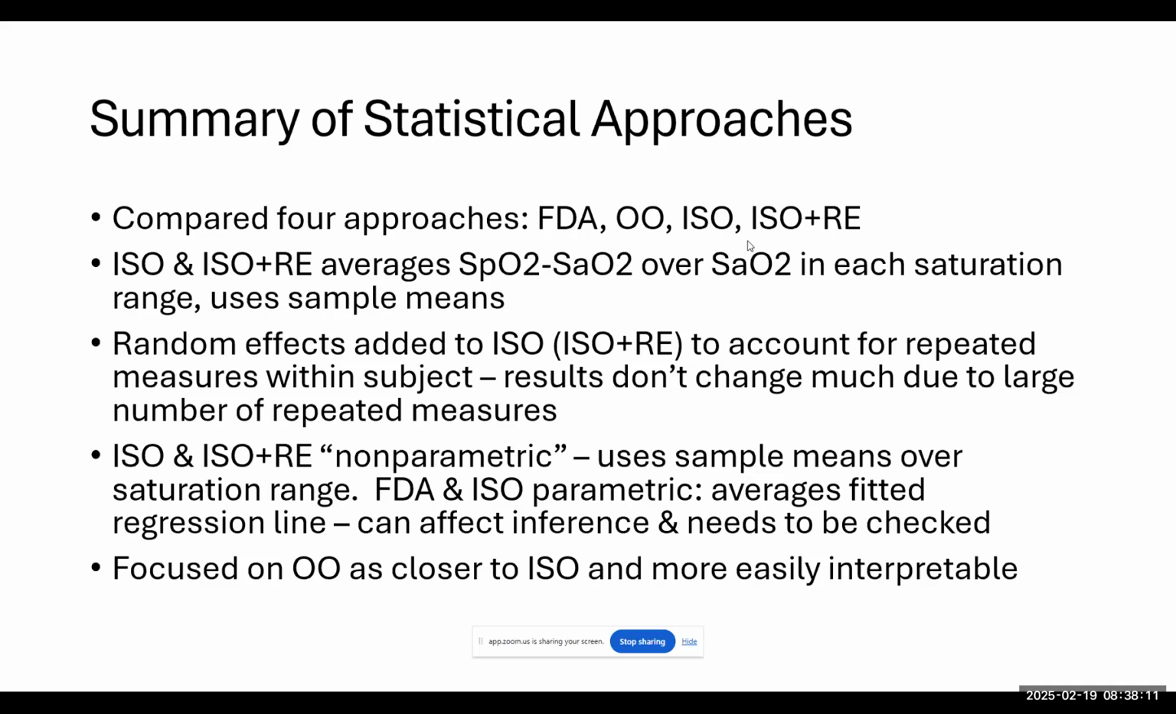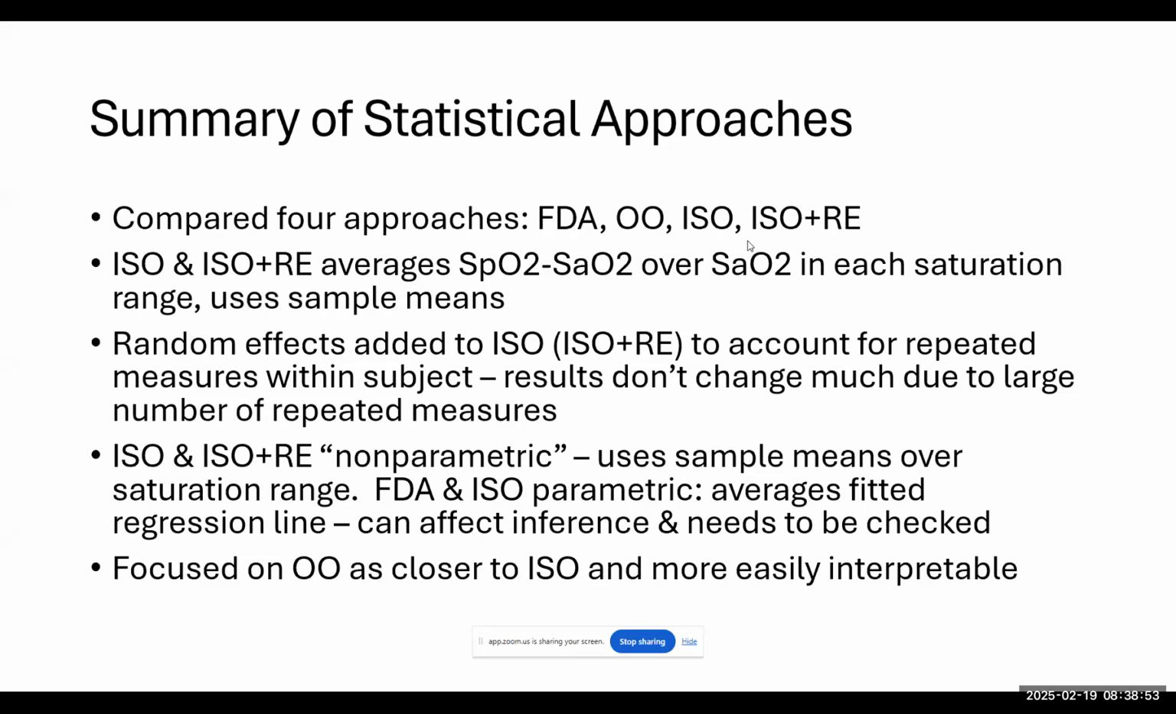So ISO and the ISO plus the random effect average across SpO2 minus SaO2 bias over the full SaO2 range, and in each of the 70 to 85 and 85 to 100 saturations, using sample means. The random effect was added to the simple linear regression model within ISO to account for repeated measures within subjects. The results didn't really change much due to the large number of repeated measures across the sampled number of subjects in a study design.